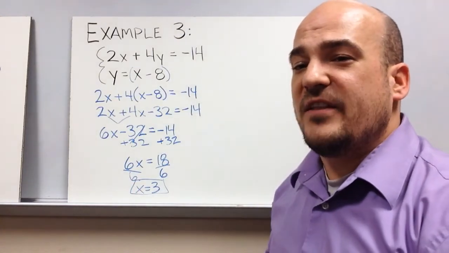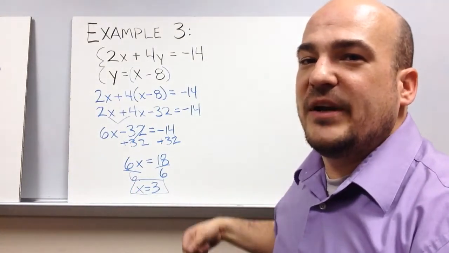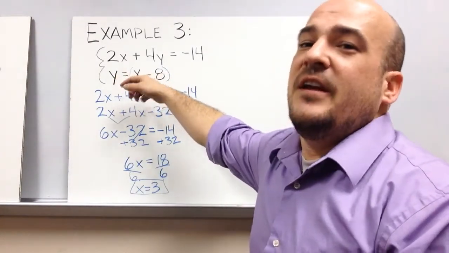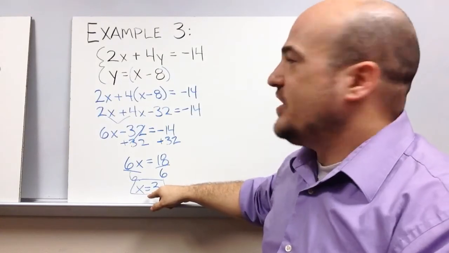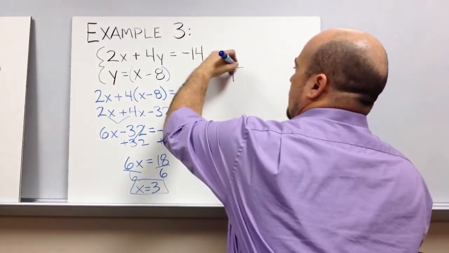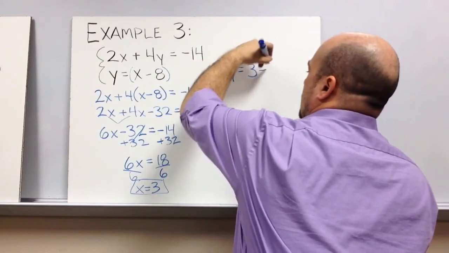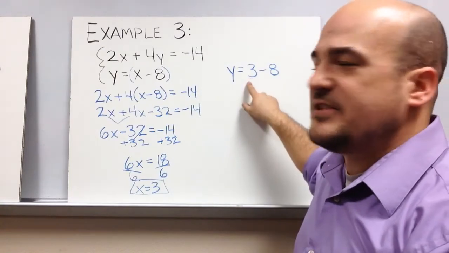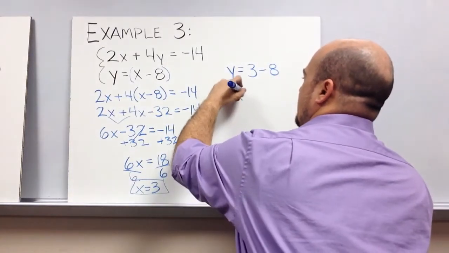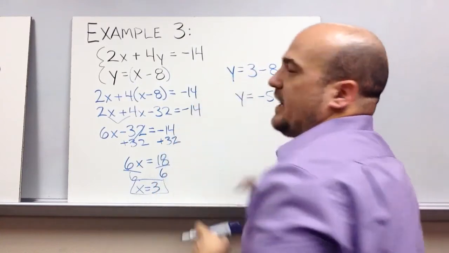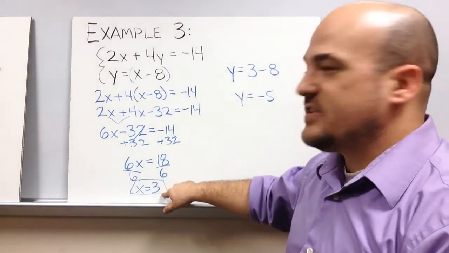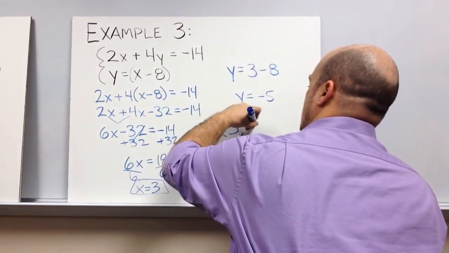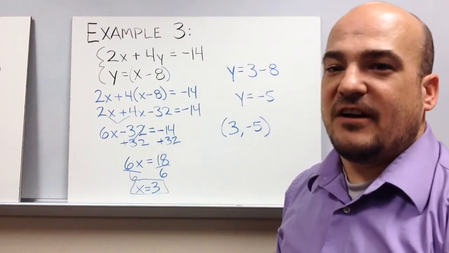I'm halfway there. I know one of the values of the variables. Now I just need to plug in that 3 to find out what y equals. So I'm going to choose this equation where it says y equals, and I'm going to plug in this 3 wherever I see an x. All right, so I just rewrote that equation, except instead of x, I put a 3. Then I solve it. I get y equals negative 5. I know my x is 3 and I know my y is negative 5, so as an ordered pair, it's 3 comma negative 5.